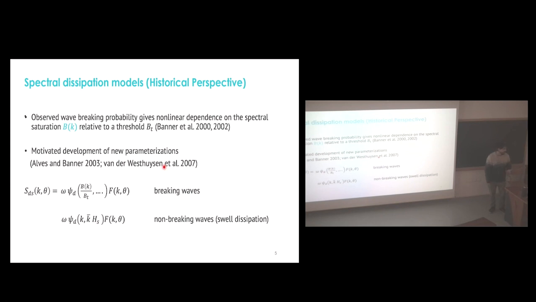And that motivated the development of new parameterizations, and at that time it became clear that you had to separate the breaking contribution of the dissipation from the non-breaking, which is the swell dissipation. If you don't do that, if you only account for the breaking, at some point you don't match the empirical fetch relationships. And for the non-breaking contribution at the time, one solution was reverting back to Hasselmann type of dissipation.